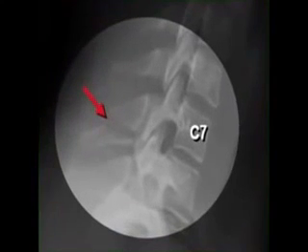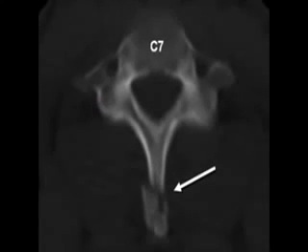And this is an example of a clay shoveler's fracture in which there is a horizontal fracture, in this case through the spinous process of C7 as indicated by the red arrow. This is a CT scan in another patient with a clay shoveler's fracture. The white arrow is pointing to the fracture through the spinous process of C7.